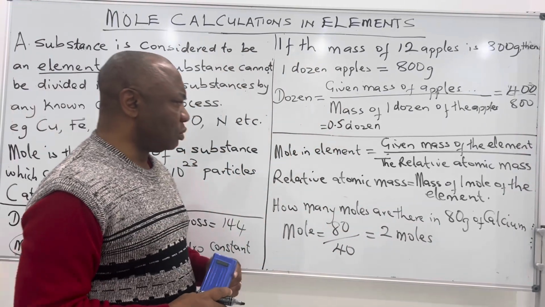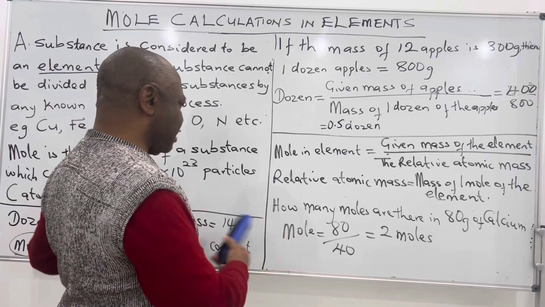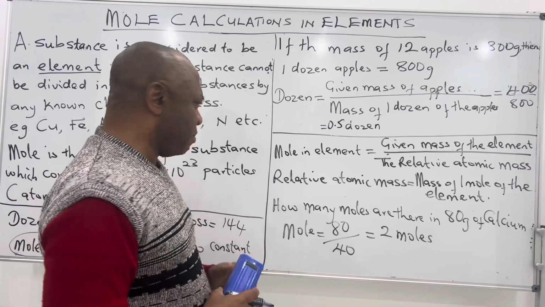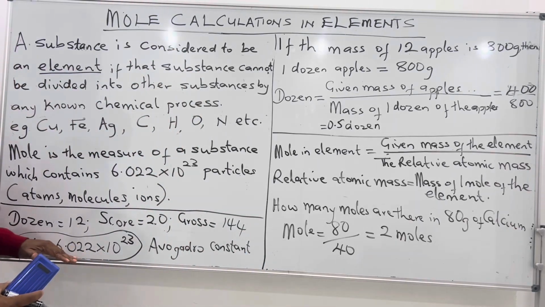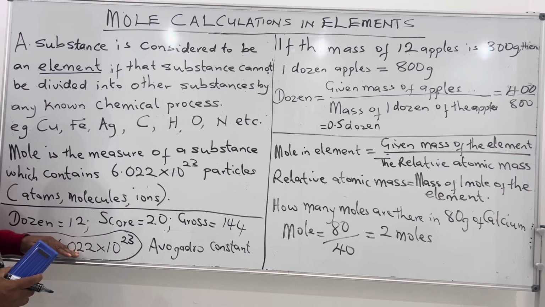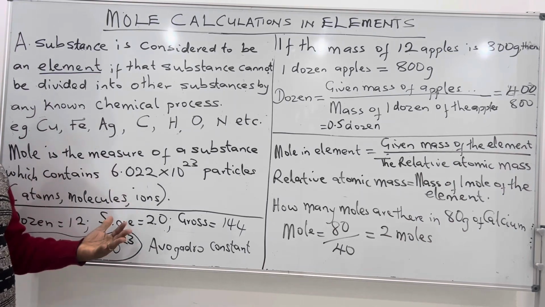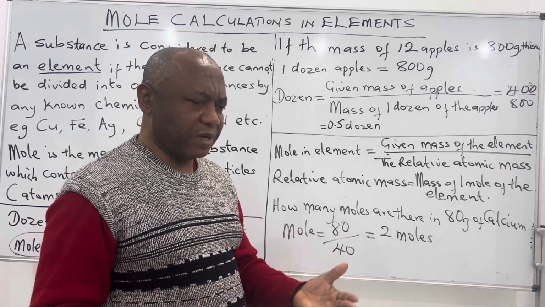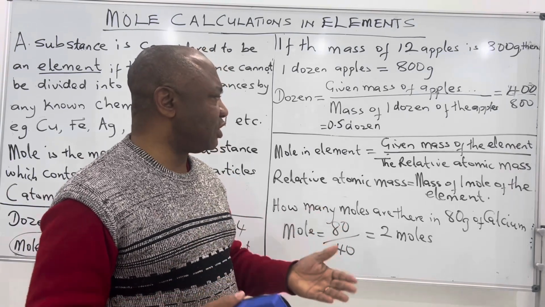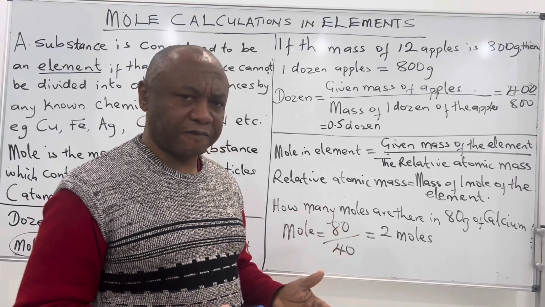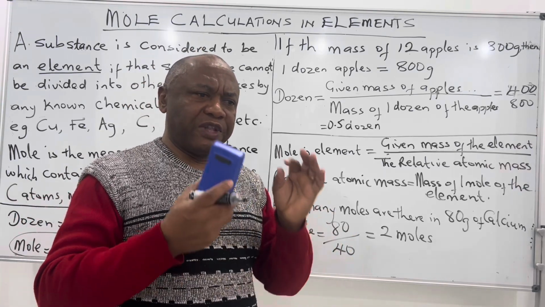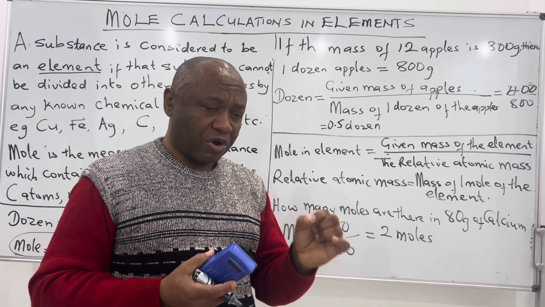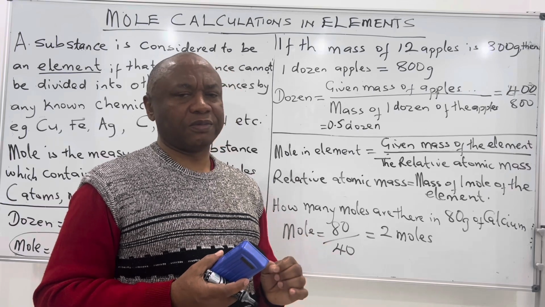Now, for moles, you don't use mole for those items like apples. Rather, use moles for particles. But then this number is not easily counted, the Avogadro constant. But the work has already been done in the periodic table. In the periodic table of elements, each element has its relative atomic mass. The relative atomic mass of an element represents 1 mole of that element in grams.